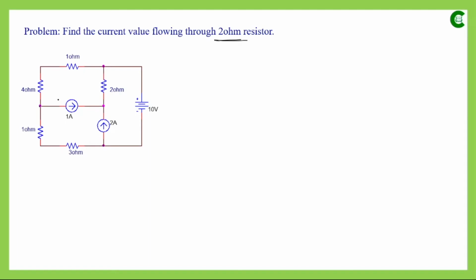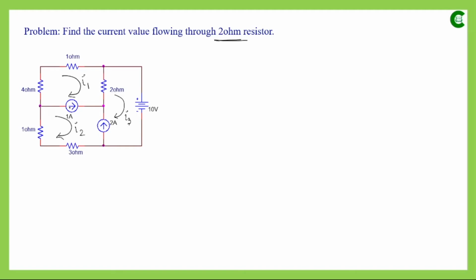Now suppose we want to apply the concept of mesh analysis. In the first step, we have to assume the individual current values in those individual loops. In the first loop, we assume the current I1 flowing in the clockwise direction, in the second loop the current I2, again clockwise, and in the third loop the current I3, again flowing in the clockwise direction.